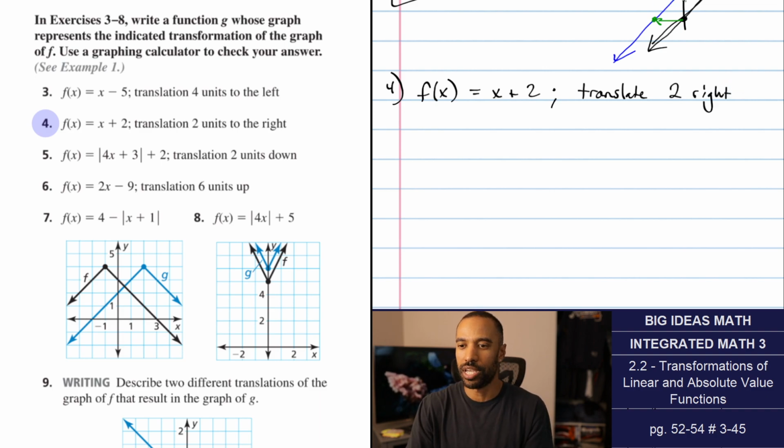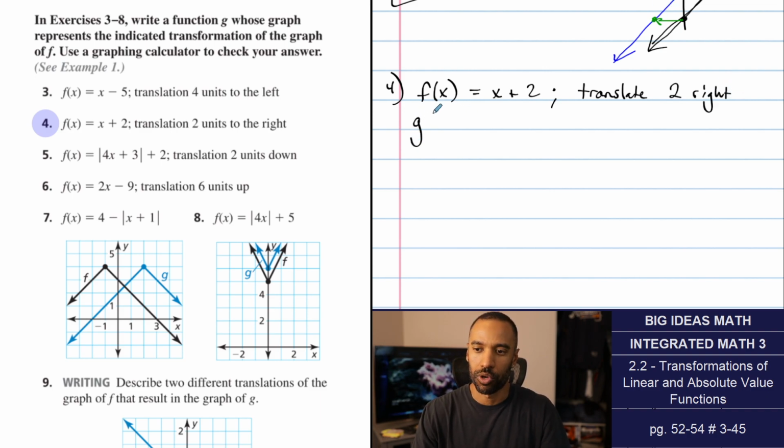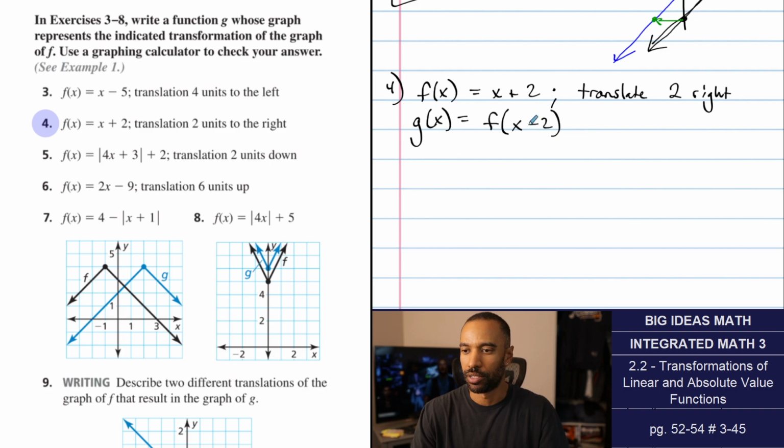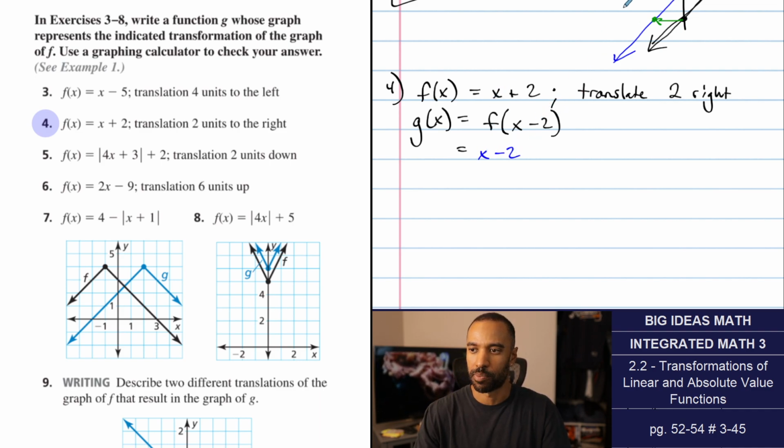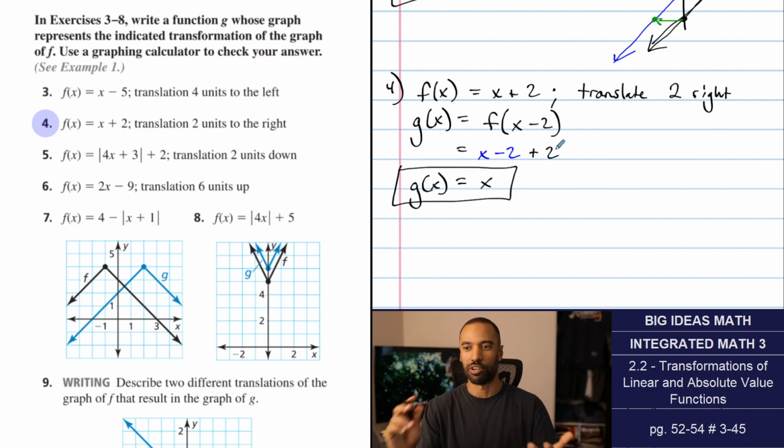So we are going to translate 2 units to the right. Our g of x will be taking our f of x, and 2 to the right means we got to make everything 2 smaller. Well, the x's are going to be 2 larger, so we counter by making everything 2 smaller. So we're going to take x minus 2 and substitute it in for x, where that becomes x minus 2. And there's a plus 2, and negative 2 plus 2 is 0, so you're just left with x. G of x equals x, which looks like the parent function of a graph.